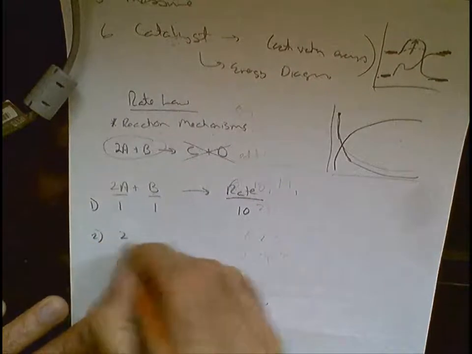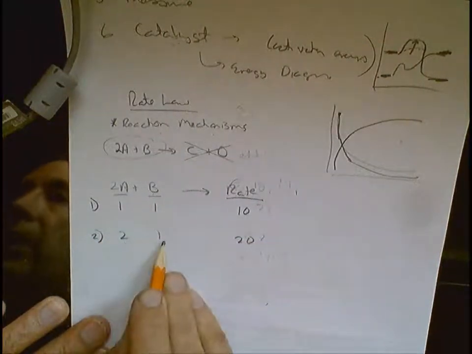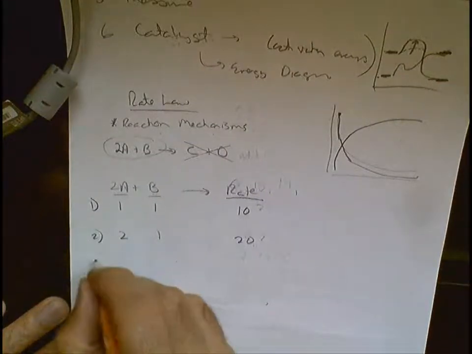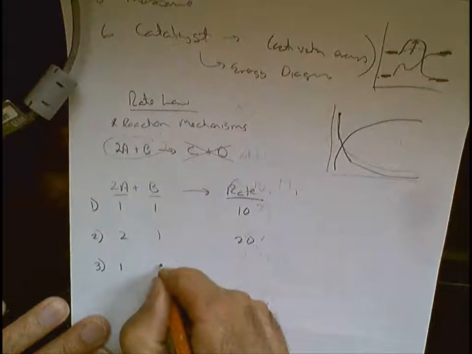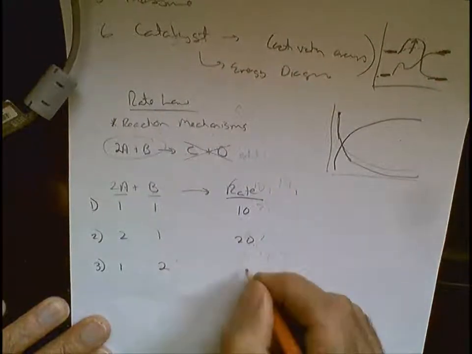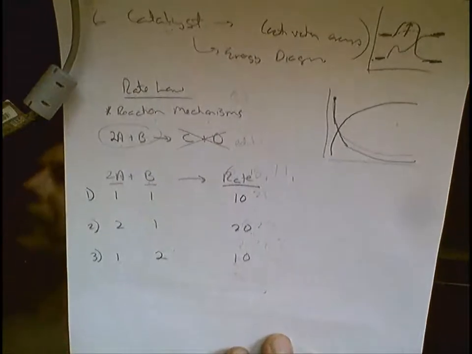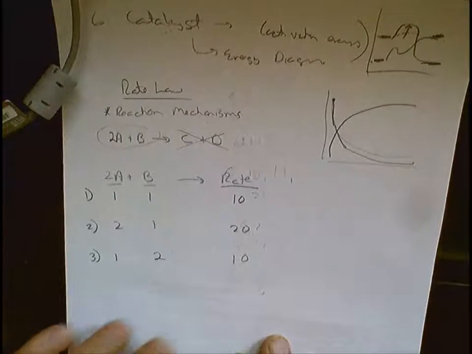So let's double A, and let's see what happens to the rate of the reaction. If we double A and keep B the same, then the rate of the reaction doubles. Let's do a third experiment. See if you can guess what we would do in this third experiment. Right, we'd keep A the same, we'd double B. Let's say that rate doesn't change when we double B. Let's take a look at what all of this means now.